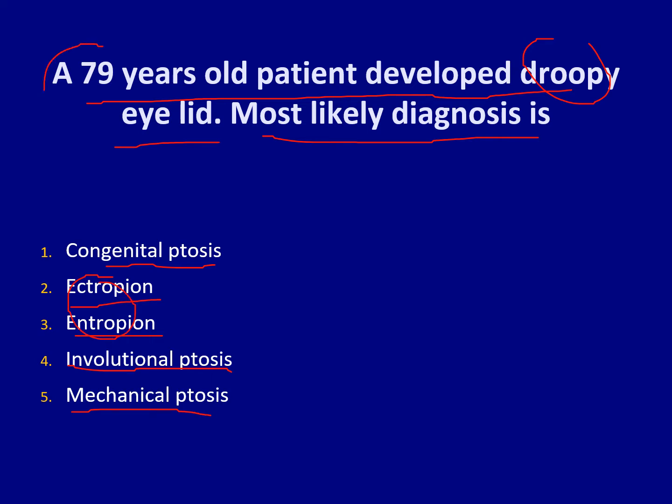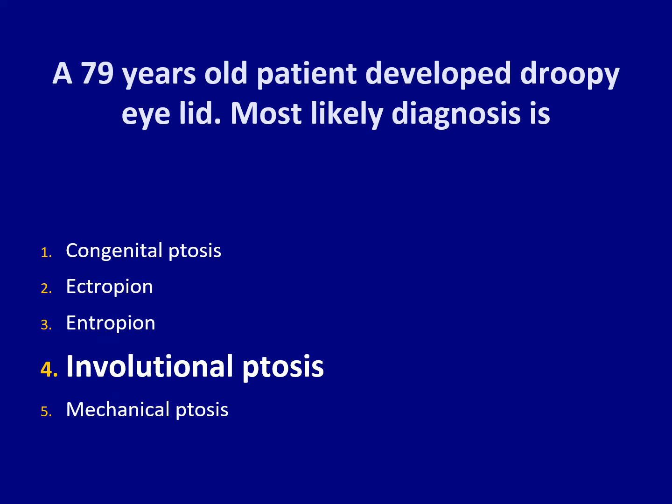Now it is a 79-year-old, so it cannot be congenital ptosis. There is no mention of any lid swelling or growth on the lid, so it is not mechanical ptosis. So the most probable diagnosis is involutional ptosis. Let's see. Involutional ptosis is the answer.